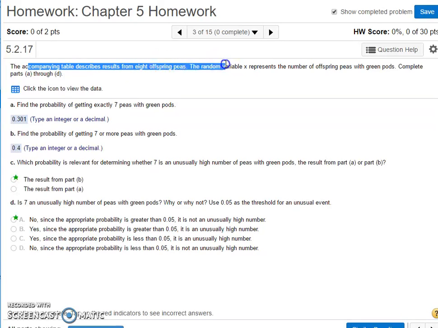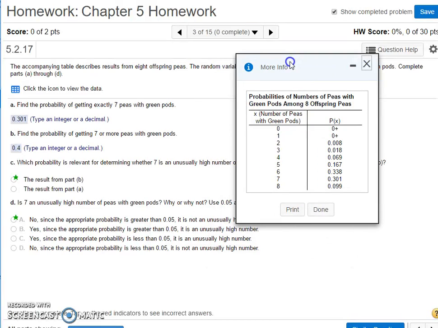Random variable X represents the number of offspring peas with green pods, complete parts A through D. So we have to click on here to see what we're looking at. Probability of getting exactly 7 peas with green pods. Number of peas with green pods, exactly 7. That's going to be that 0.301. That's my answer. Of getting 7 or more.